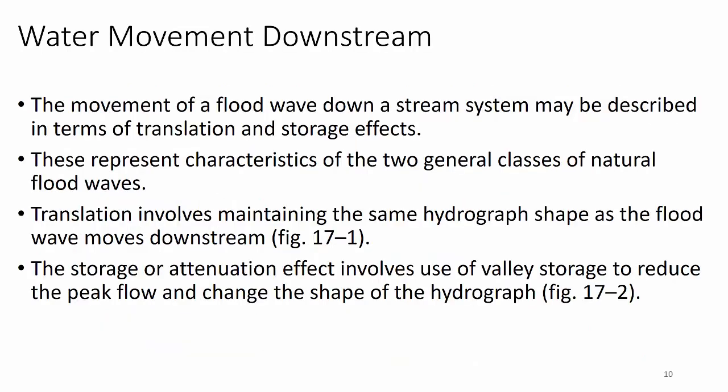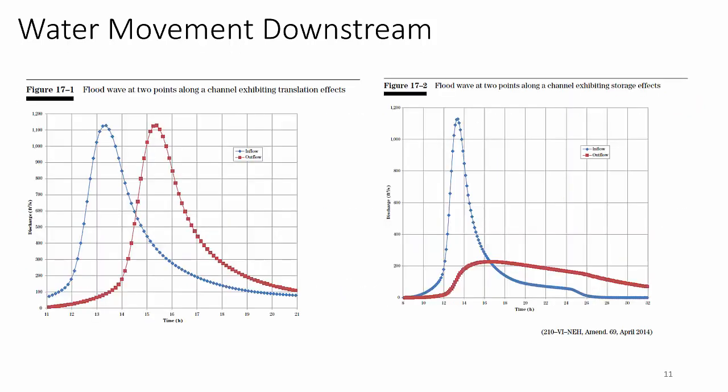The movement of a flood wave down a stream system may be described in terms of translation and storage, as we've discussed. You've got to understand that those two things are happening simultaneously. These represent characteristics of two general classes of natural flood waves. We know that translation involves the same hydrograph moving downstream. Storage attenuation involves valley storage or bank storage to reduce the peak flow and change the shape of the hydrograph.